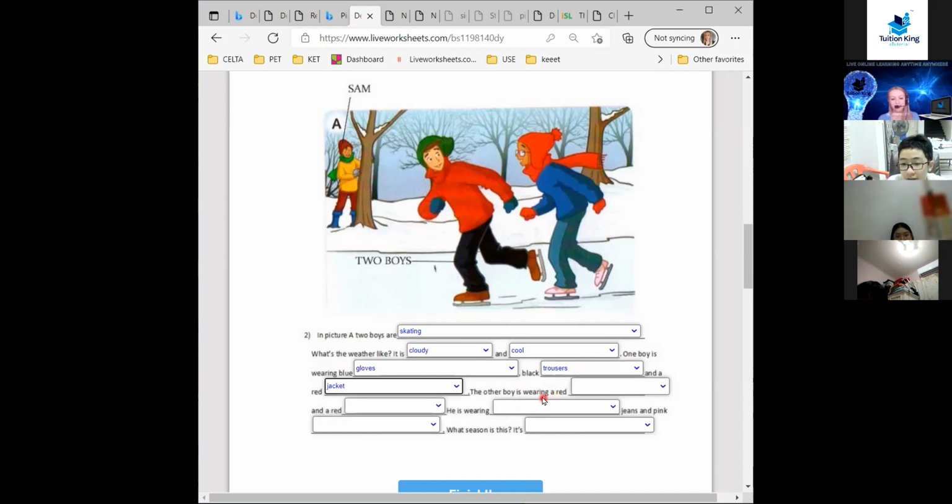Okay. Bernice, the next one. Another boy is wearing a red woolly hat and a red scarf. Okay. Cool. Esther. He is wearing blue jeans and pink boots. Good. And what season is this? This is winter. Okay.